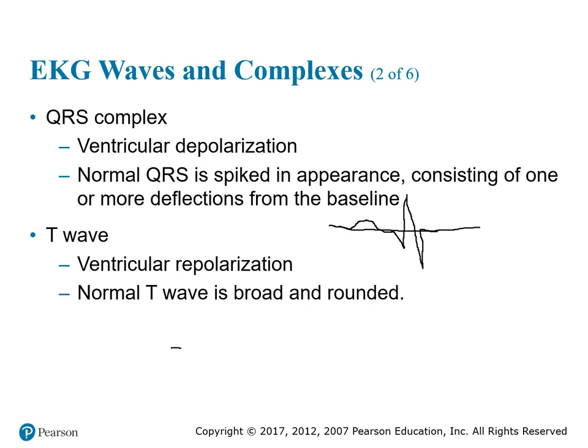So if we draw a baseline here, we're going to make our P, Q, R, S, then our T. And then, of course, it resets right on the baseline. So this is our P wave, which signifies atrial depolarization. Our Q, R, S signifies ventricular depolarization. And of course, our T wave signifies ventricular repolarization.